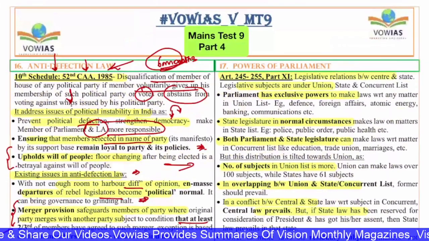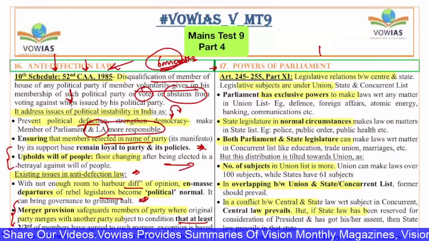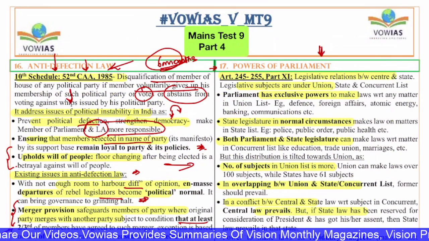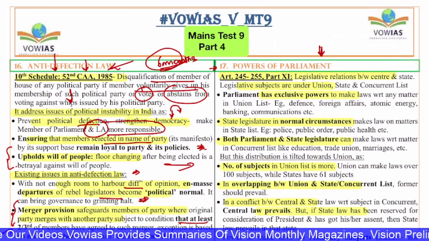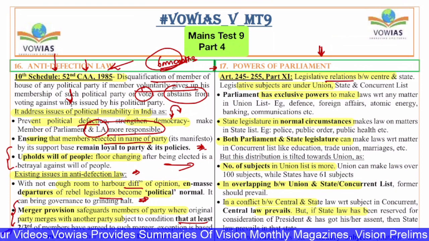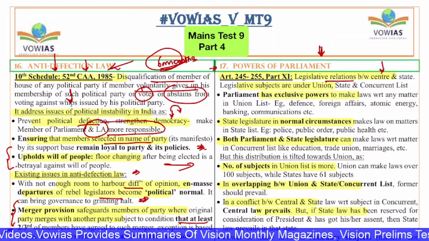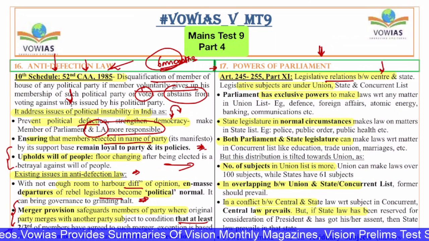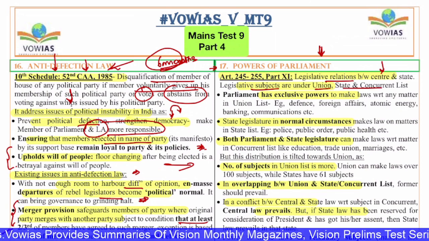Now let's look at the next question, the 17th question. This is with regard to the powers of the Parliament. Articles 245 to 255, Part 11, deal with this: the legislative relations between the center and the state. The legislative subjects are under the union, state and concurrent lists.